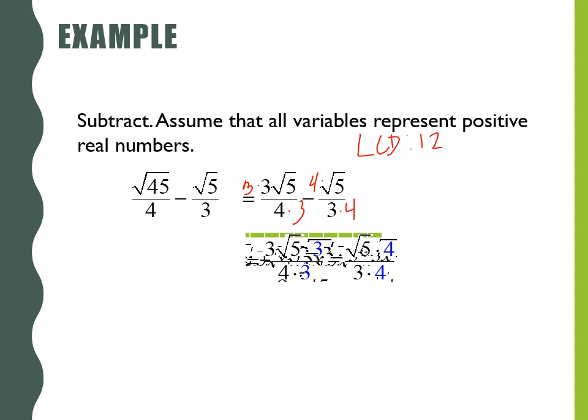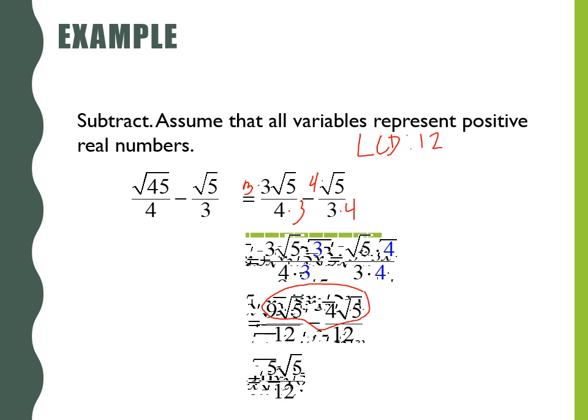So, now I'm here, and now I'm going to simplify. So 3 times 3 is 9, 4 times 3 is 12. 4 times the square root of 5 is just 4 square root of 5, and 3 times 4 is 12. Now that I have the common denominator, I'm just going to focus on my numerator. And my numerator says 9 square root of 5 minus 4 square root of 5, and that makes 5 square root of 5 over 12.